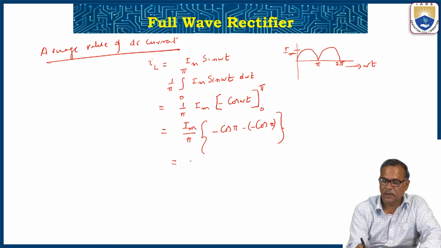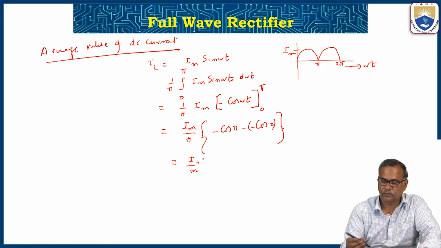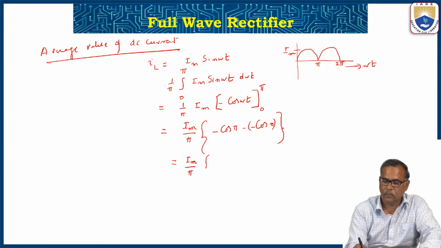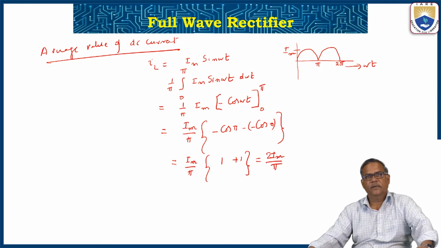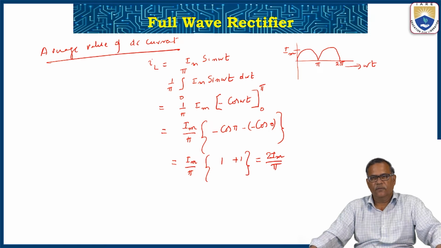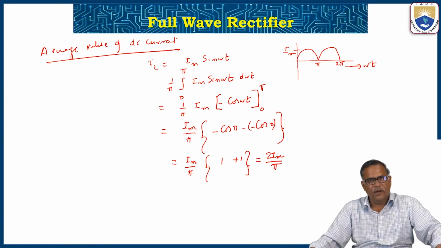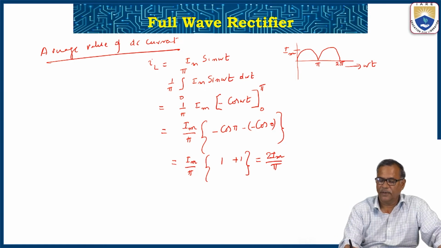So what is this? Im by pi. So this is 1 plus 1. So the average value is 2 Im by pi. So this is the average value of DC current for the full wave rectifier. And what is the corresponding value for the half wave rectifier? We have already calculated. For half wave rectifier, it is Im by pi.